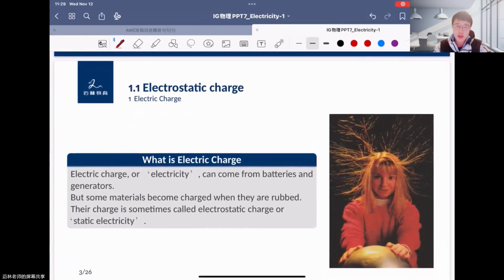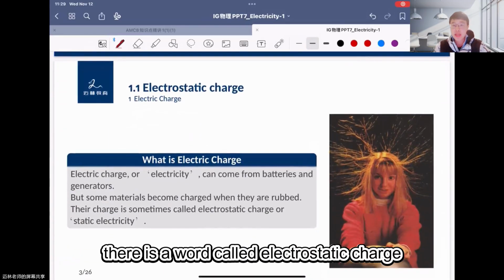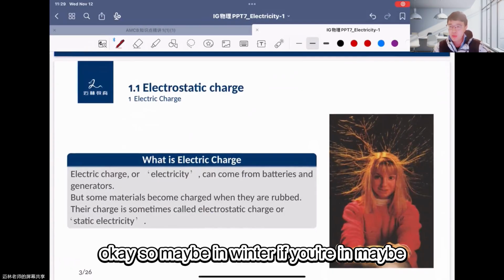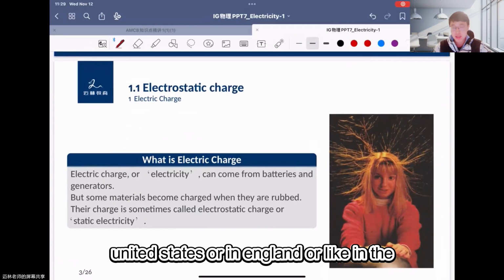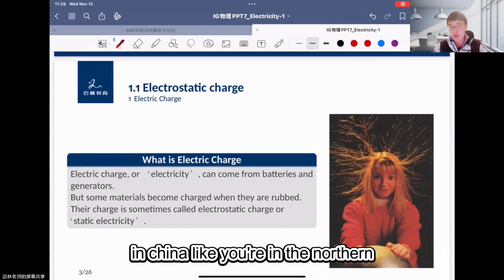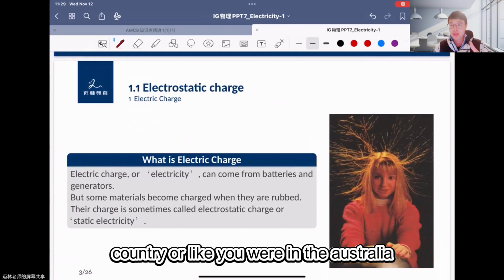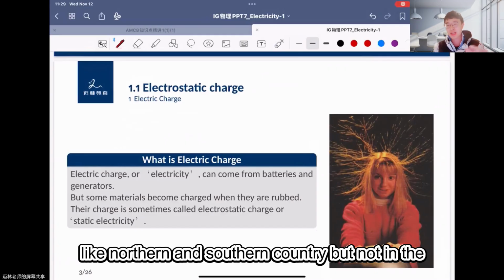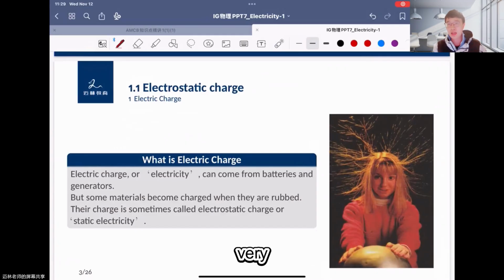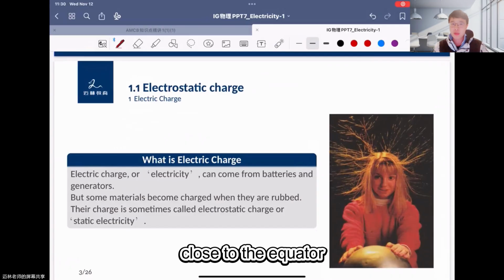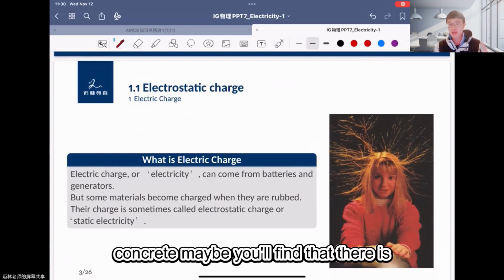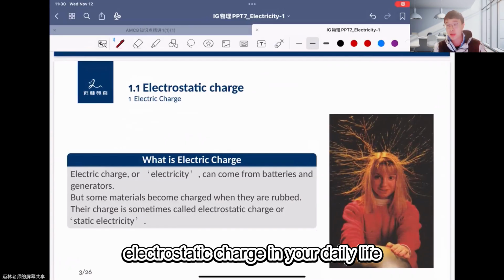Over here you can find a word called electrostatic charge. Maybe in winter, if you're in the United States, England, Europe, China, or a northern or southern country like Australia, but not a country very close to the equator, you'll find that there is electrostatic charge in your daily life, right?